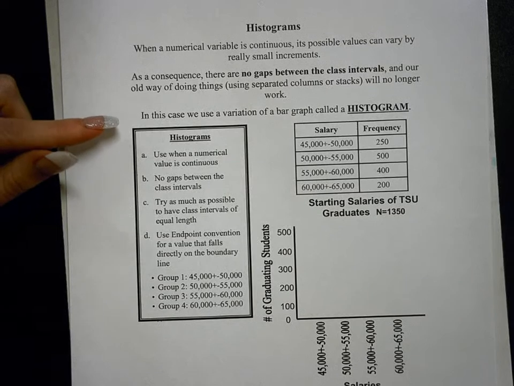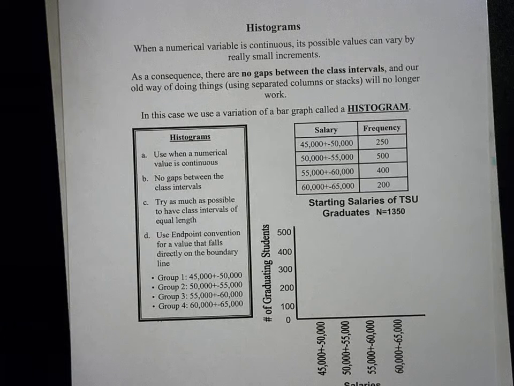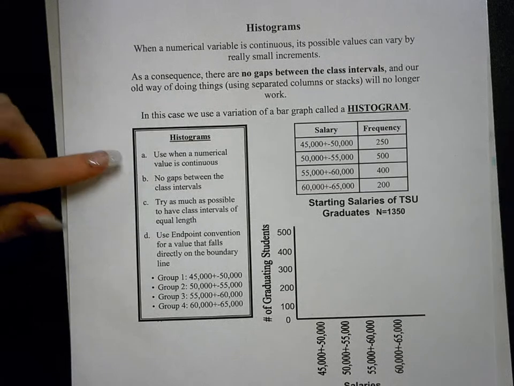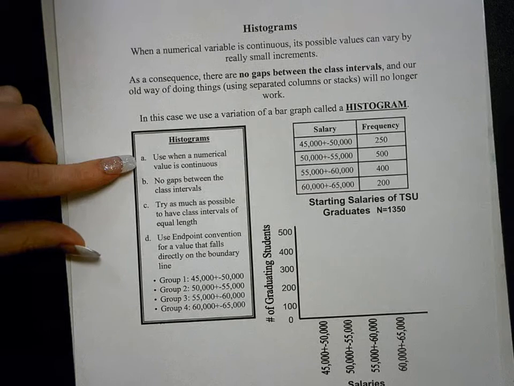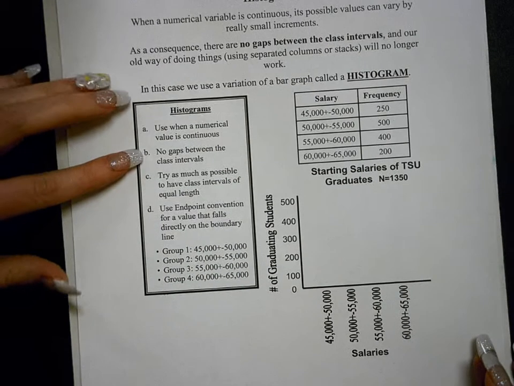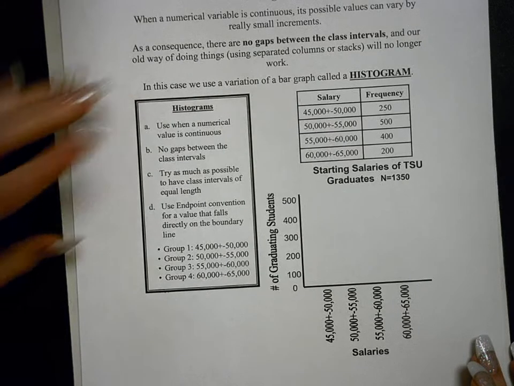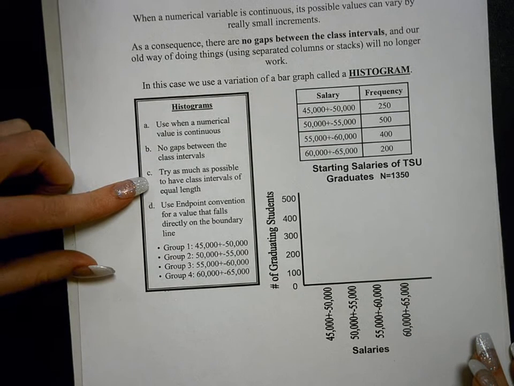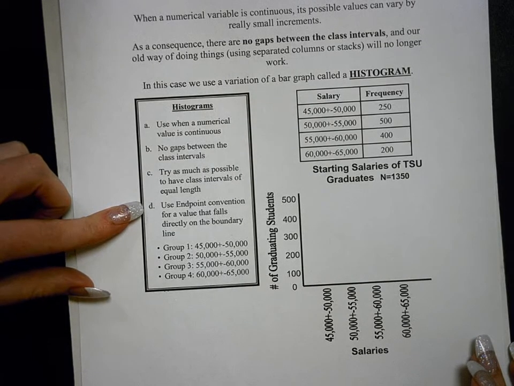The only difference is that instead of separated bars, now the bars are all touching. So histograms you use when the numerical value is continuous. Number one, there are no gaps between the class intervals or columns. All of the columns are touching. The next thing you need to do is try as much as possible to have class intervals of equal length, and you use the endpoint convention.